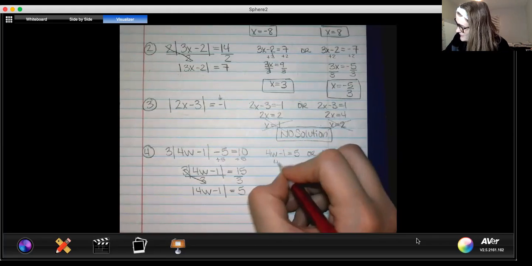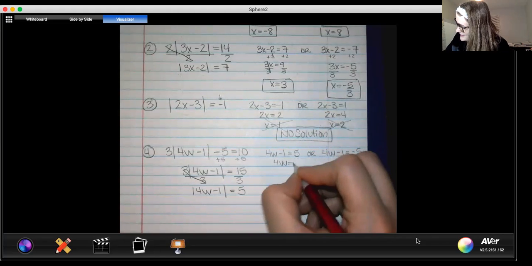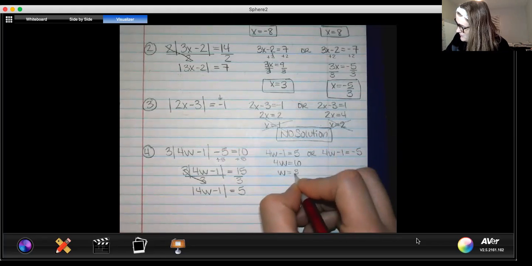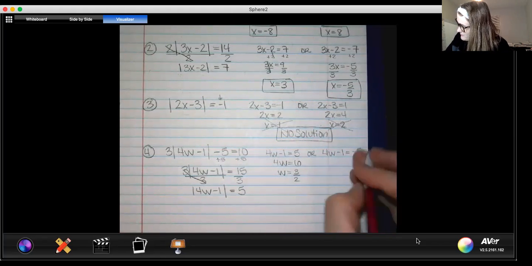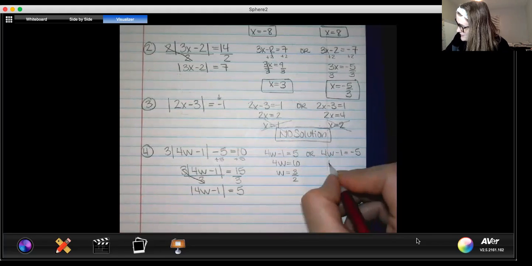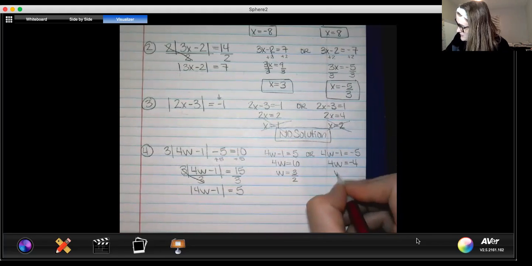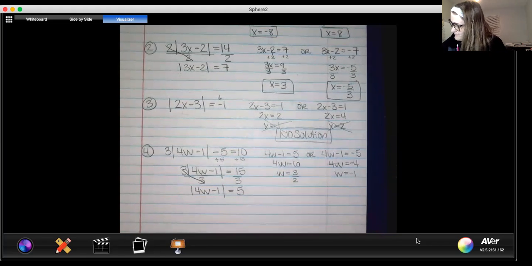So if I add 1 to both sides, I get 6. If I divide by 4, w equals 3 halves. If I add 1 to both sides, I get -4. Divide by 4, I get w equals -1. Okay. Now, go ahead and check and see if these work.